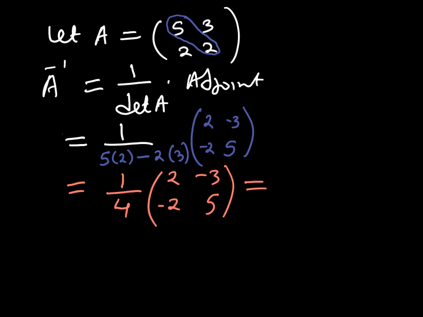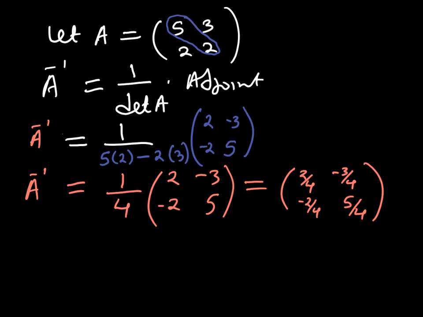So what do you end up with? You can scalar multiply through, and you will end up with 2 over 4, minus 3 over 4, minus 2 over 4 and then 5 over 4, and that will be the inverse of the matrix we have just called A.